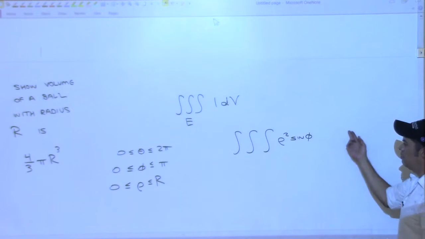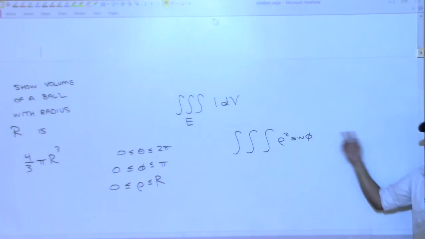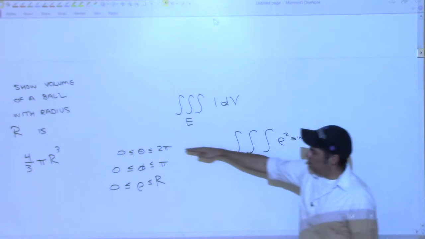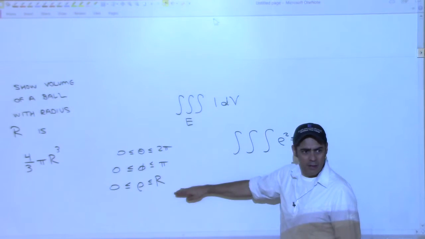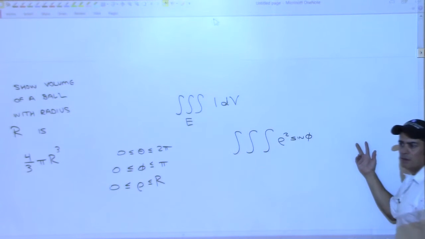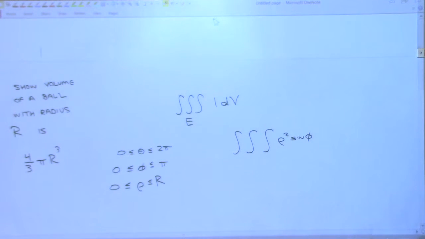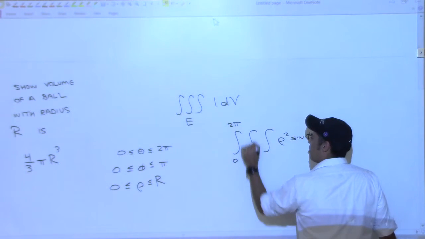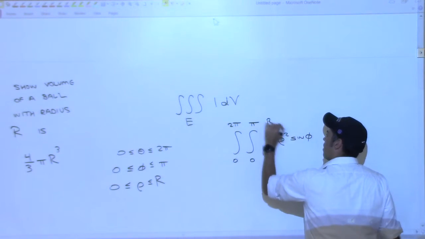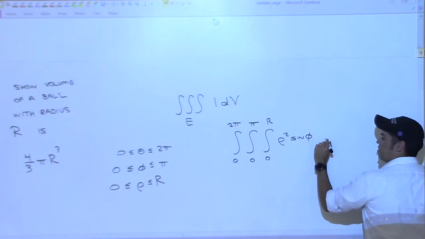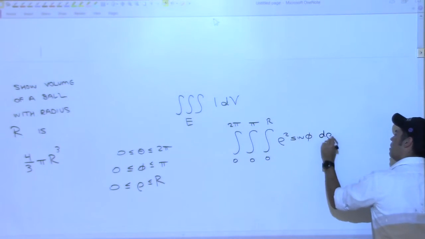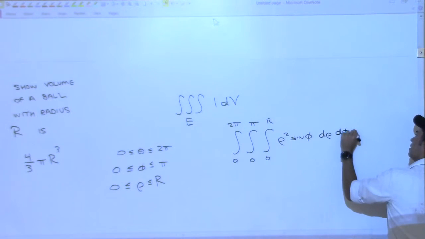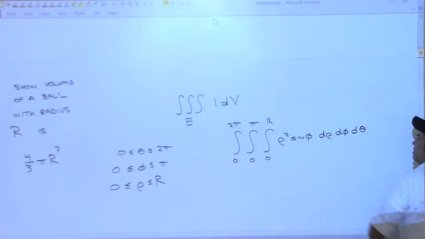And then what are the limits here? Does the order of integration matter? Look at our limits, they're all constants, aren't they? So this order doesn't matter at all. But I'll just go in the order that makes sense here, I guess. 0 to 2 pi, 0 to pi, 0 to capital R here. And then over here, that forces me to go d rho, d phi next, and d theta last.